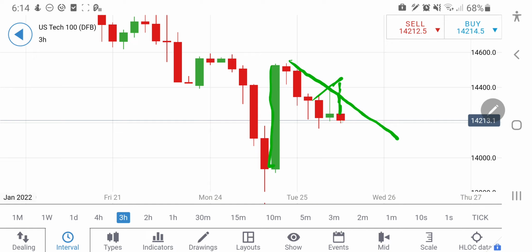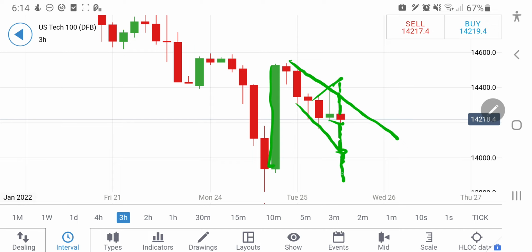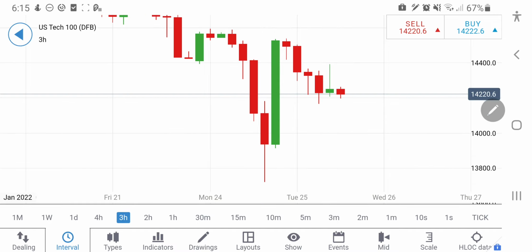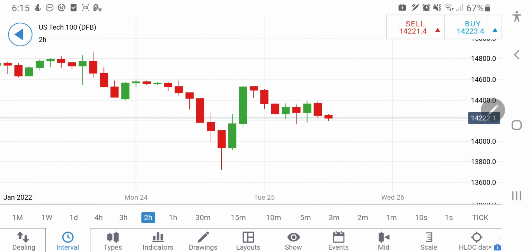Till the time it remains below this, and if it breaks 14,150 levels, probably we might see again a good break which will try to take it towards 14050, and then below 14050 it might drop strongly. So you can take your positions accordingly. I'll give you the levels, just bear with me for a little more.